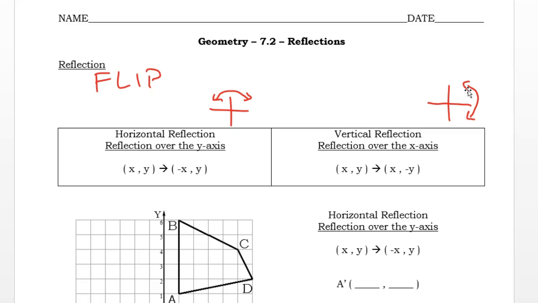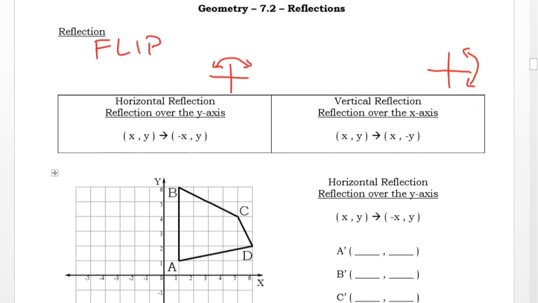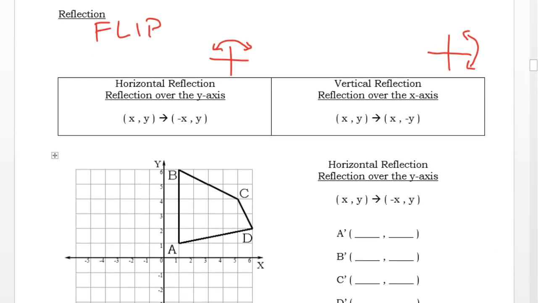To reflect a shape horizontally, we take the x-coordinate and change it to negative, but the y-coordinate stays exactly the same. To do a vertical reflection, the x-coordinate stays exactly the same, and the y-coordinate flips to a negative.